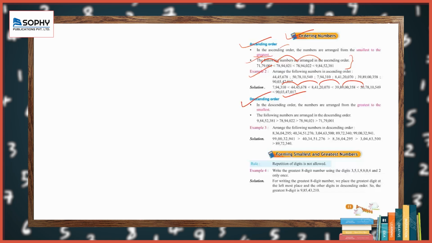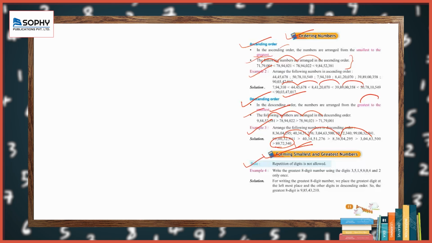Now in the descending order, the numbers are arranged from the greatest to smallest. The following numbers are to be arranged in descending order: the greatest one, then the greater, then the smaller, and then the smallest. Arrange the numbers in descending order, students. So what we did was the greatest one, after that the greater one, then the smaller one, then again the smaller one, and here the smallest one, forming smallest and greatest numbers.